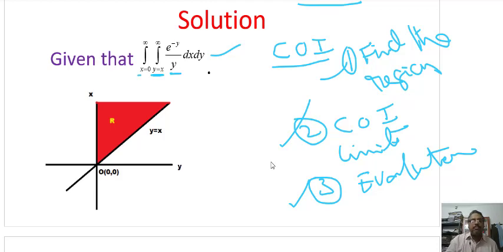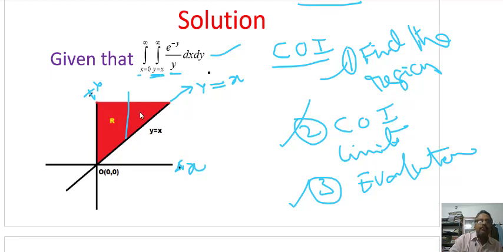Now what is the procedure? First, if you observe the lower limit, y equals x. This is y equals x, a line. Now our y limits are x to infinity. Y equals x is nothing but this one. Sorry, here is a mistake. This is x, this is y. So y is x to infinity.